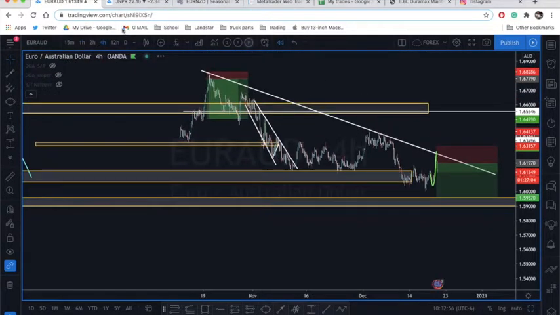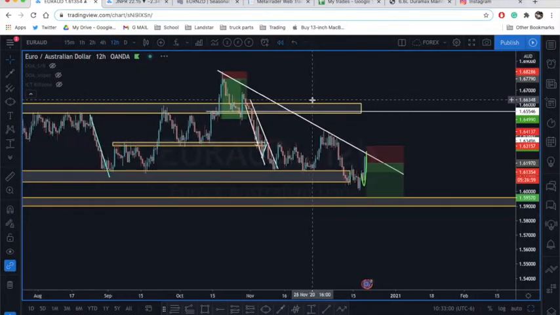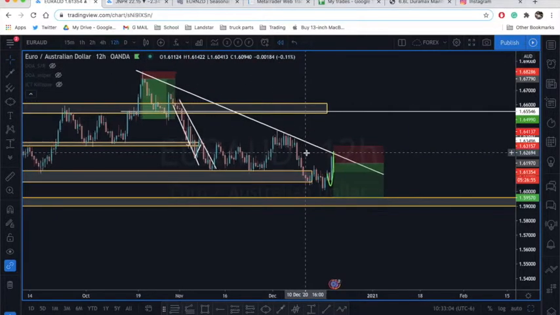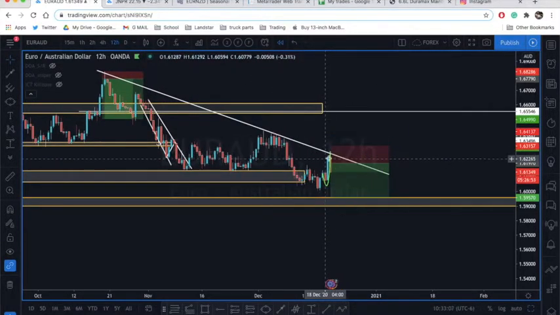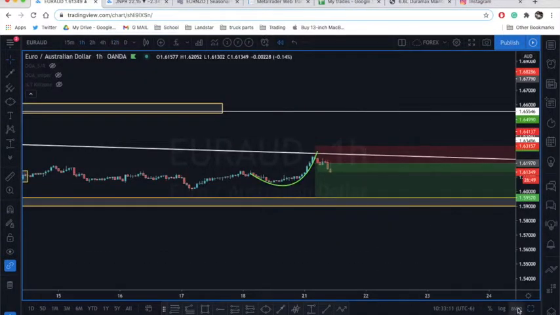But for now, I'm going to go over my entry technique. As you can see here, out on the higher time frames, we got this high to low trend line. Came in right here, this area right here, right? So I'm going to drop down to my lower time frame.